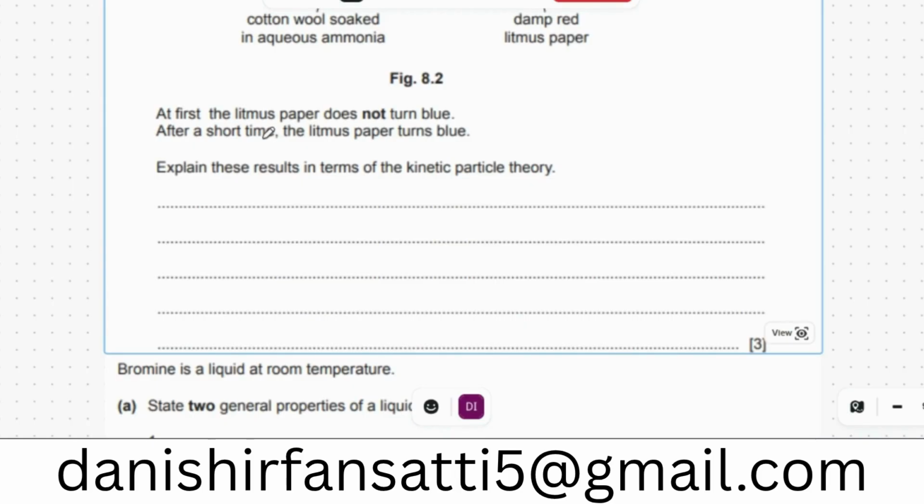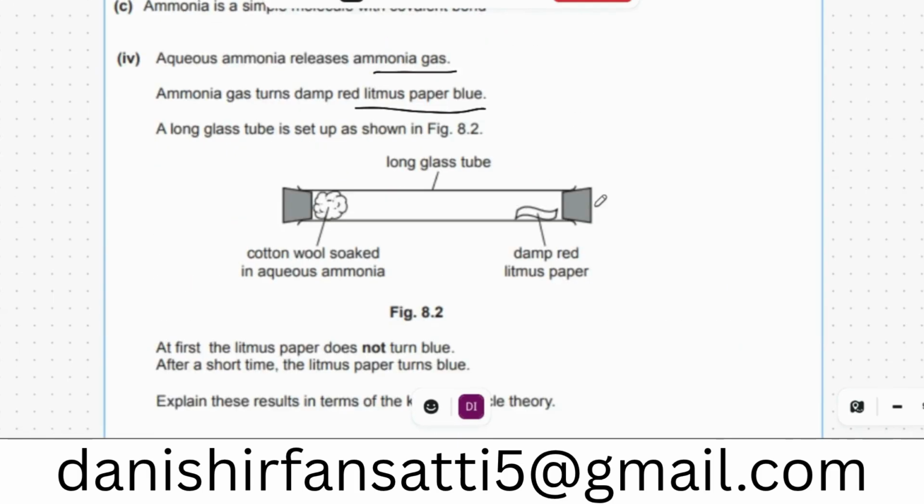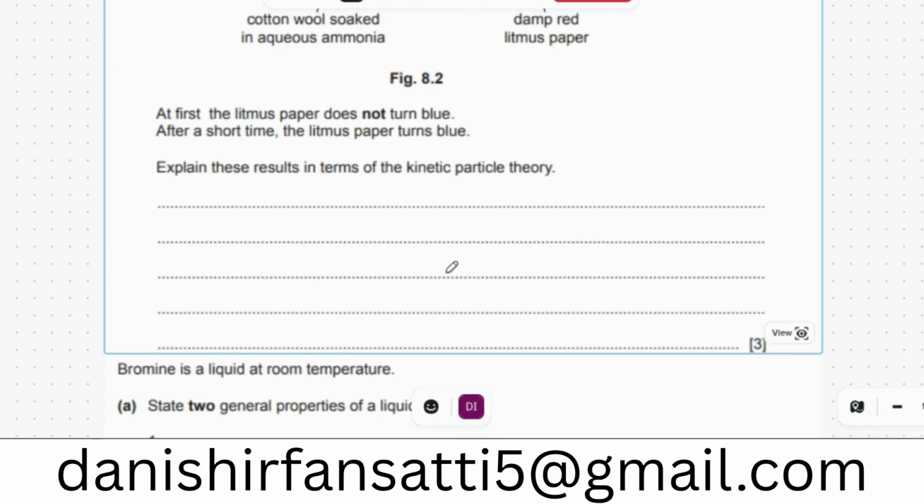Okay, so that is due to diffusion. The molecules slowly, gradually move from one side to another side, then it starts to turn. How? When the ammonia molecules start diffusing in this direction and reach the red litmus paper, they will then turn the litmus paper blue. Okay, first is diffusion, and molecules are in constant movement, so they will take time to reach there. And molecules spread out. Okay, so these are the 3 points.